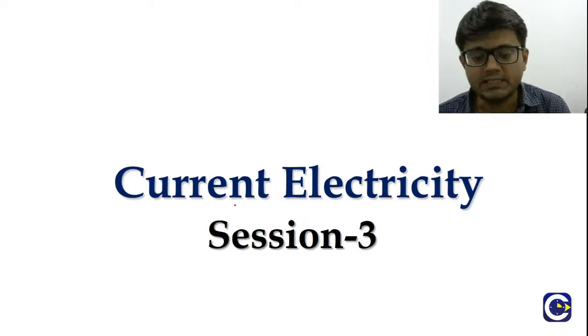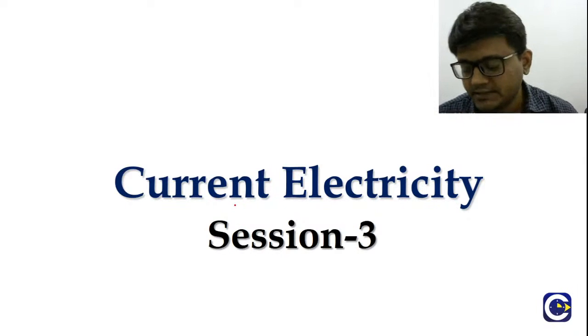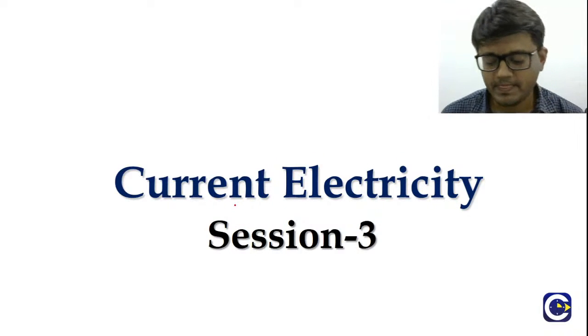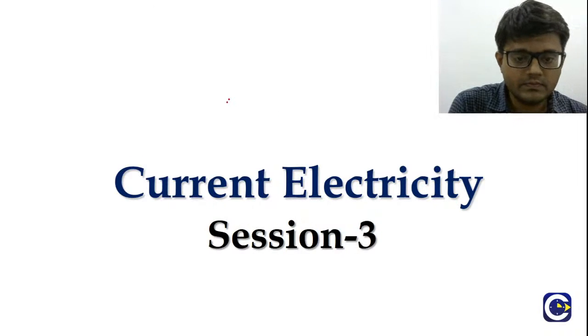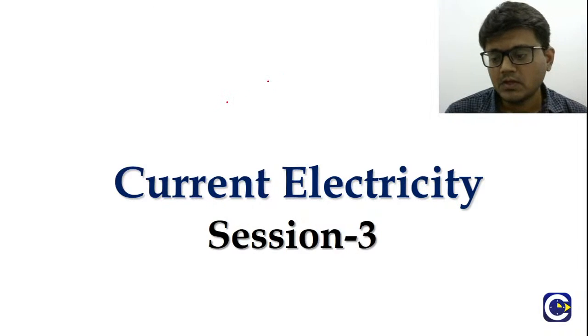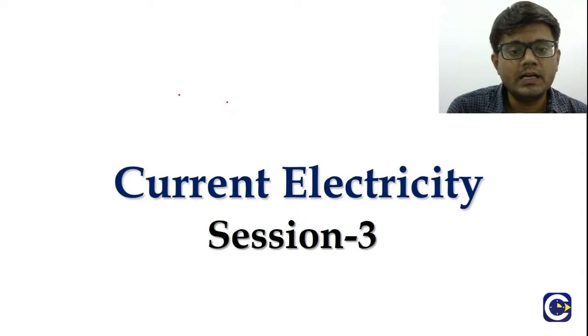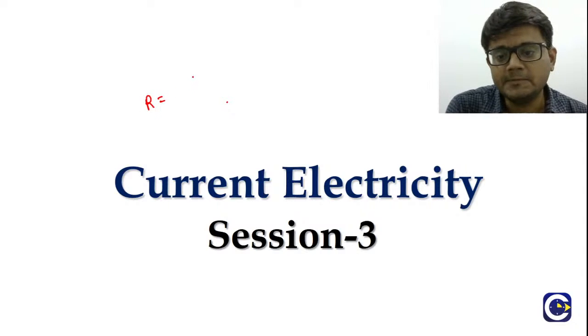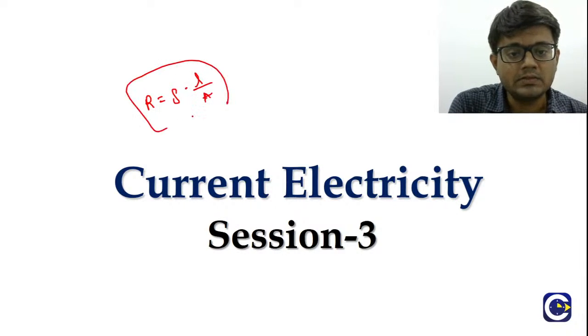So we are in session 3, current electricity. Already in session 2, we were looking at the relation between the resistance and the factors on which it depends. So R is equal to rho into L by A. Based on this relation, we were trying to solve some problems.